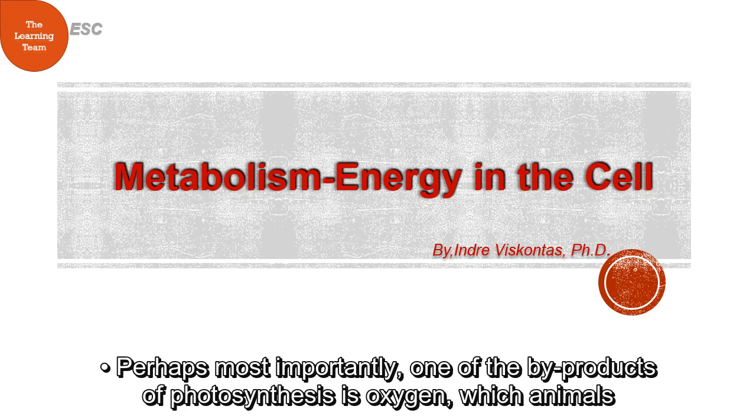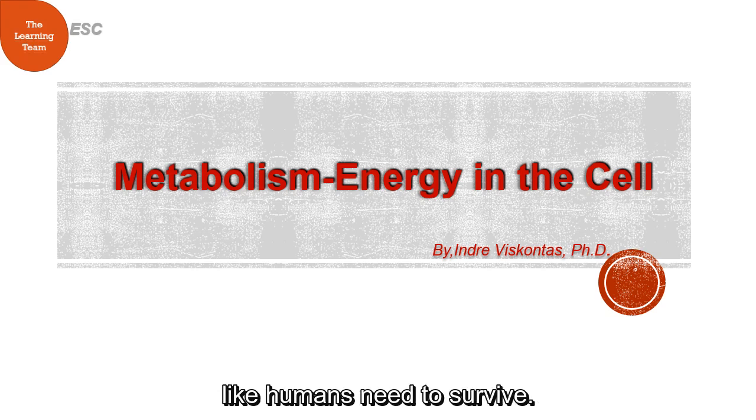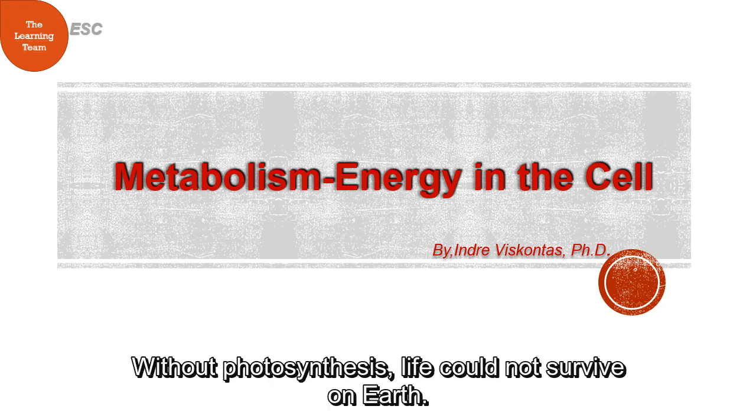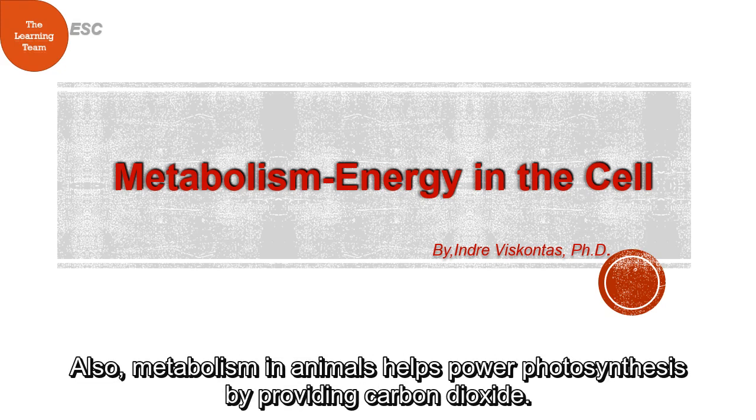Perhaps most importantly, one of the byproducts of photosynthesis is oxygen, which animals like humans need to survive. Plants use up carbon dioxide, which is emitted by animals during their own metabolic processes. Without photosynthesis, life could not survive on Earth. In addition, metabolism in animals helps power photosynthesis by providing carbon dioxide.